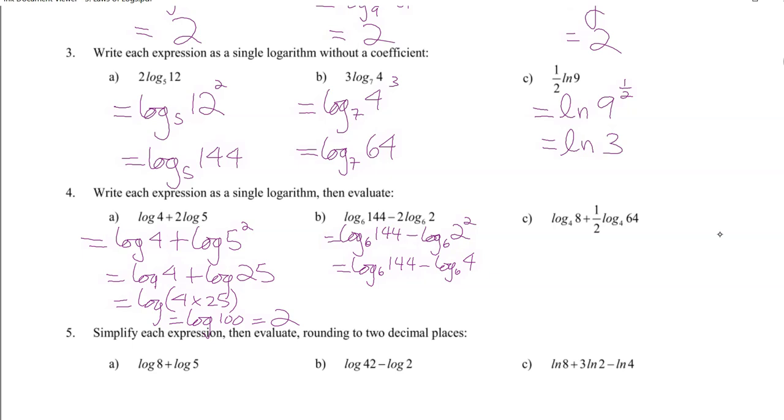Okay, we're going to change that into division. First number is the numerator, so it's the log of 144 over 4. Log base 6. What's 144 divided by 4? 36. So it's log base 6 of 36, which is 2.